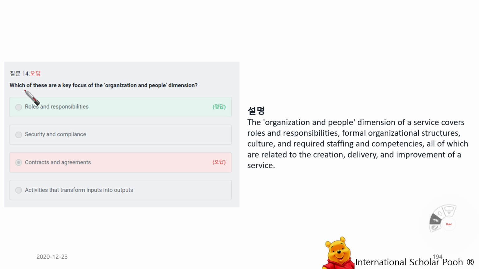Which of these keys focuses on the organization and people dimension, roles and responsibilities? The organization and people dimension of service covers roles and responsibilities, formal organization structures, culture, and required staffing and competencies, all of which are related to creation, delivery, and improvement of a service.